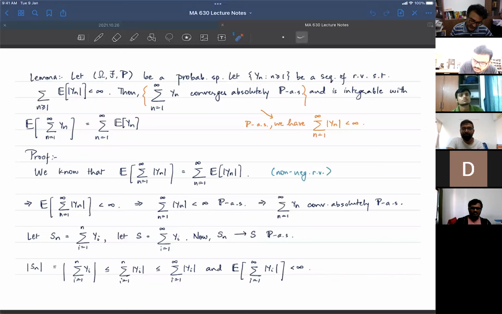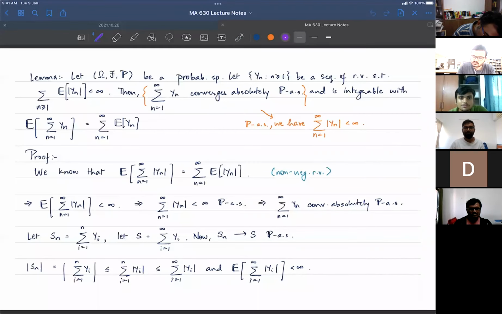Okay, so I have a sequence Yn, n greater than or equal to 1, of random variables. If I take the absolute value of each Yn, take expectation, and add up all the expectations, let's say I get something finite. The lemma then says that the sum n going from 1 to infinity of Yn converges absolutely, P almost surely.